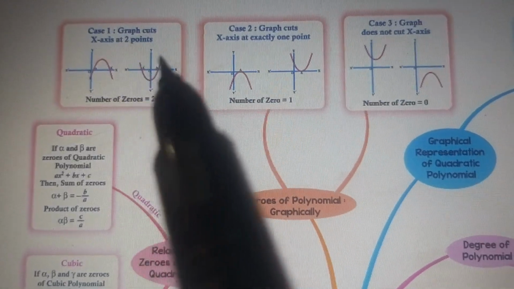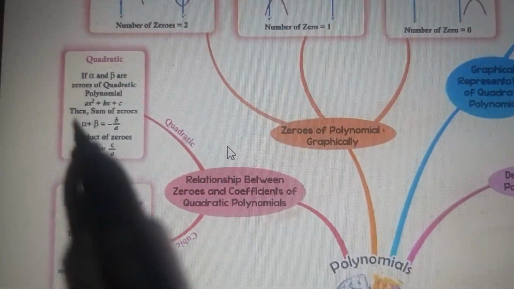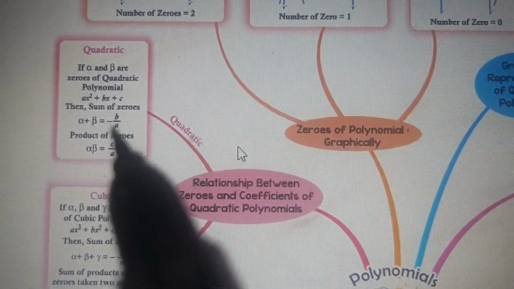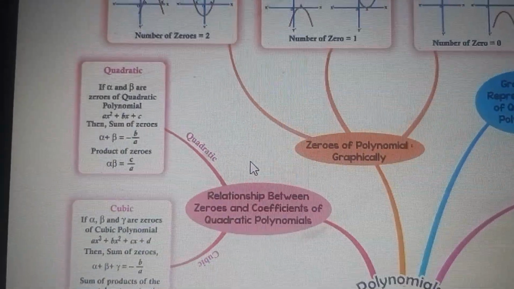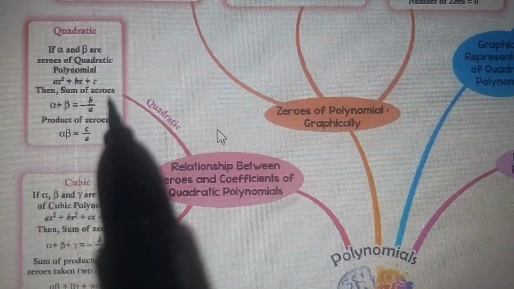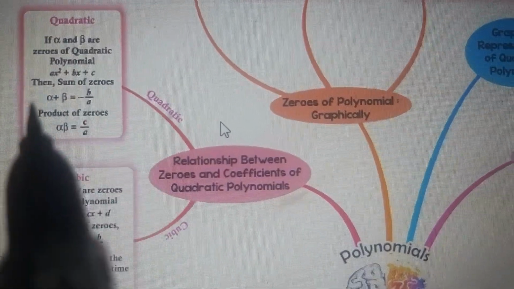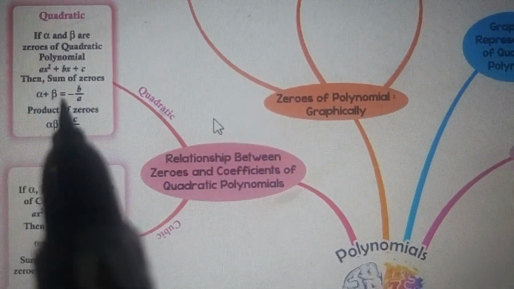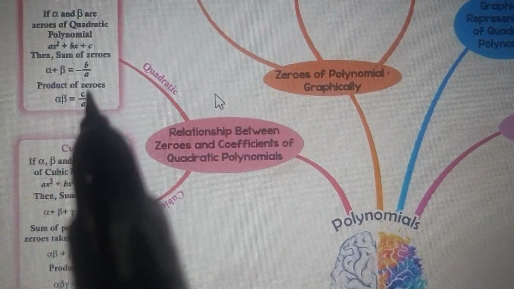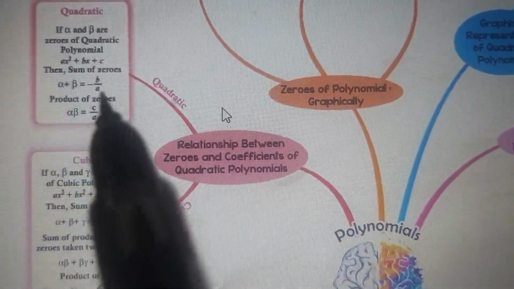X-axis at 2 points it cuts, then zeros is 2. Quadratic equation. What is the quadratic equation of a polynomial? If alpha and beta are zeros of a quadratic polynomial ax square plus bx plus c, the sum of zeros alpha plus beta is equal to minus b by a. Product of zeros alpha beta equal to c by a. This is a very important formula of polynomial.